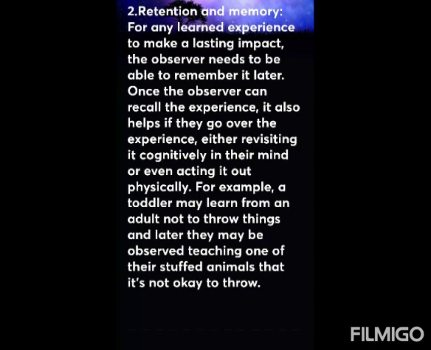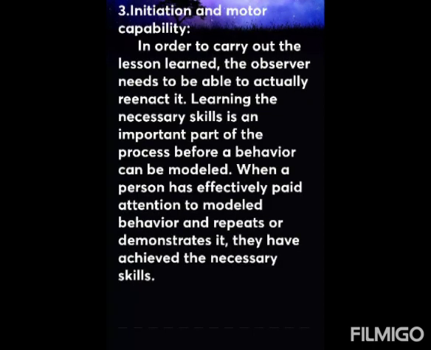The second step is retention and memory. For any learned experience to make a lasting impact, the observer needs to be able to remember it later. Once the observer can recall the experience, it also helps if they go over it, either revisiting it cognitively in their mind or even acting it out physically. For example, a toddler may learn from an adult not to throw things, and later may be observed teaching one of their stuffed animals that it is not okay to throw. One must store a mental representation of what has been observed in memory. It is the second process in observational learning. The third is reproduction or motor capability.